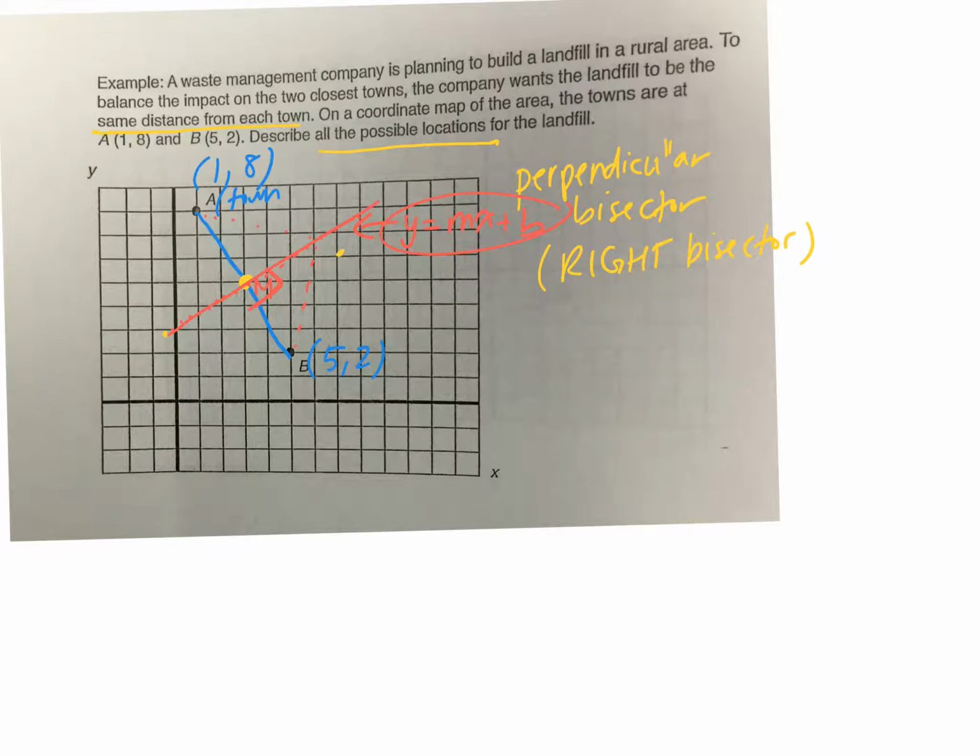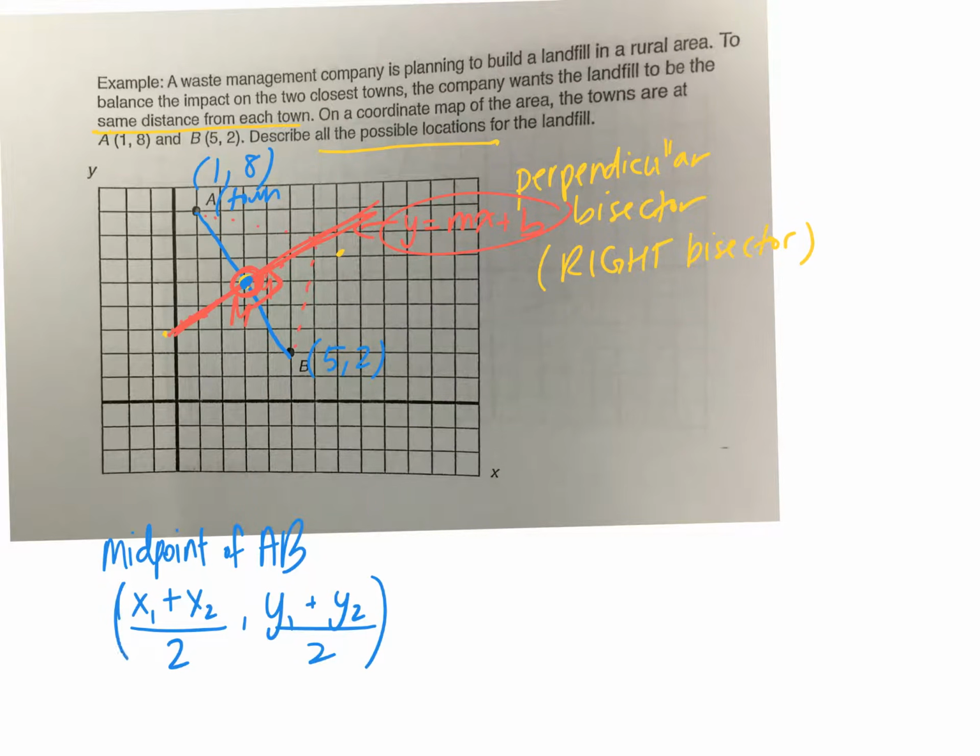The only thing we know about this line, the red line, the perpendicular bisector, the only thing we can figure out right now is the midpoint. We can find a point on that line, right? So find the midpoint of AB. Whatever that point is, that's going to be part of the perpendicular bisector. What's the formula for finding the midpoint? X1 plus X2 divided by 2, and Y1 plus Y2 divided by 2 will give us the coordinate.